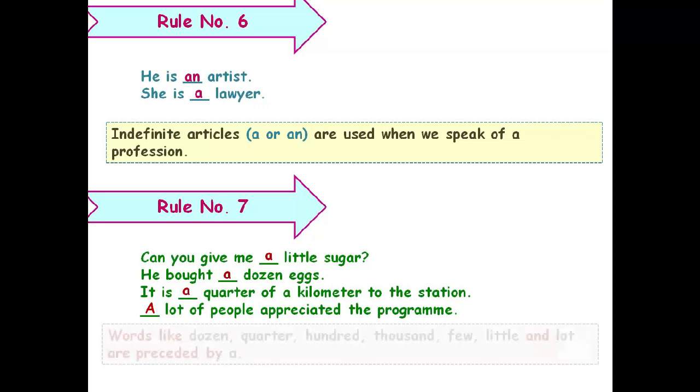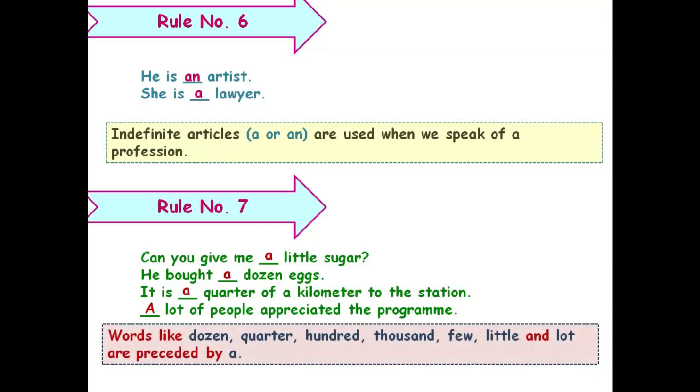Let's understand the rule. Words like dozen, quarter, 100, 1,000, few, little and lot are preceded by a. So this is a given rule. Before these words, you will always use a. Alright, we'll move on to the next one.